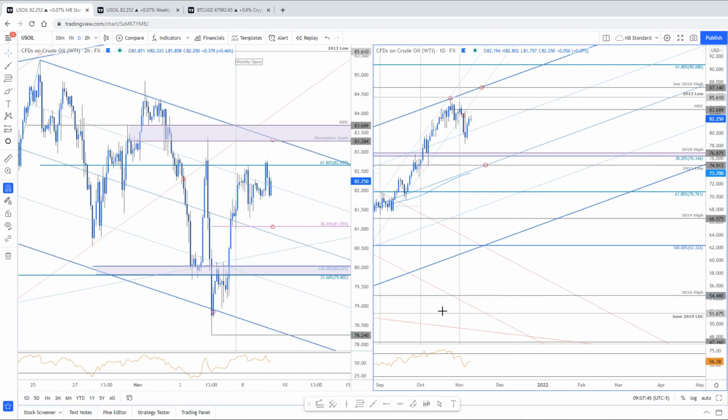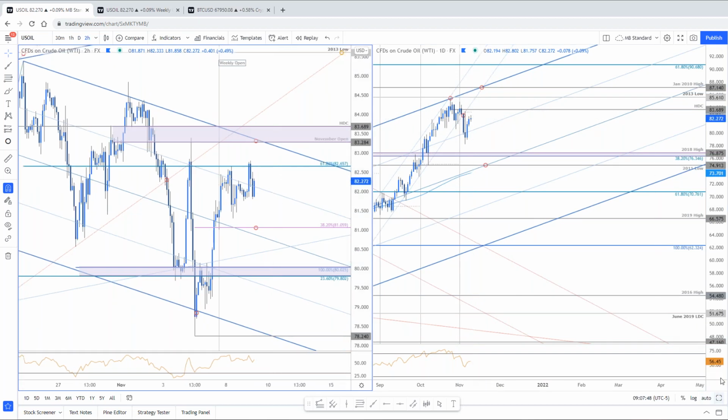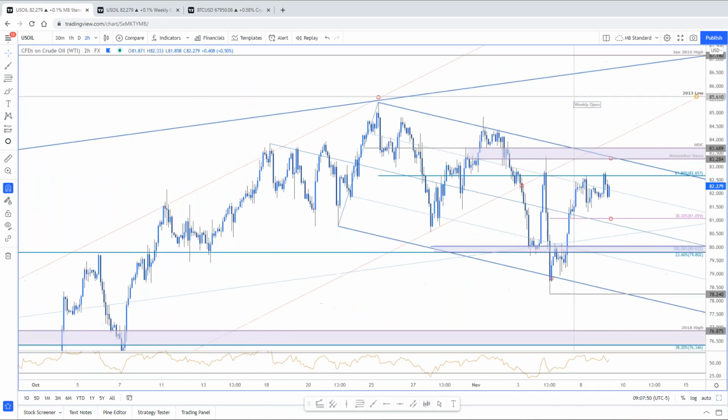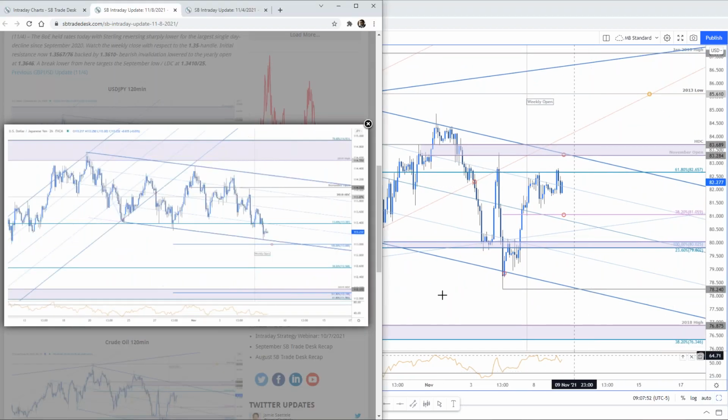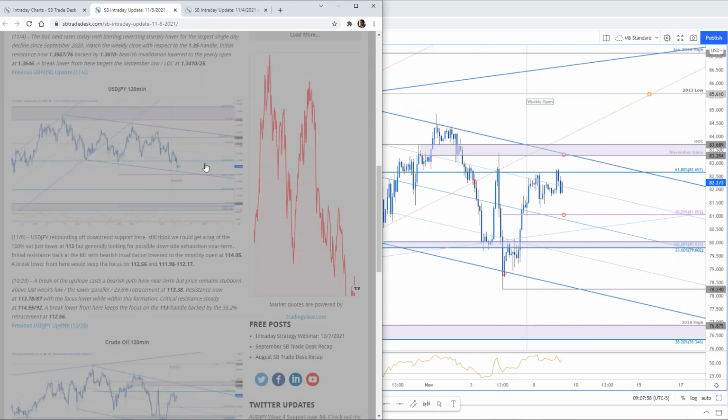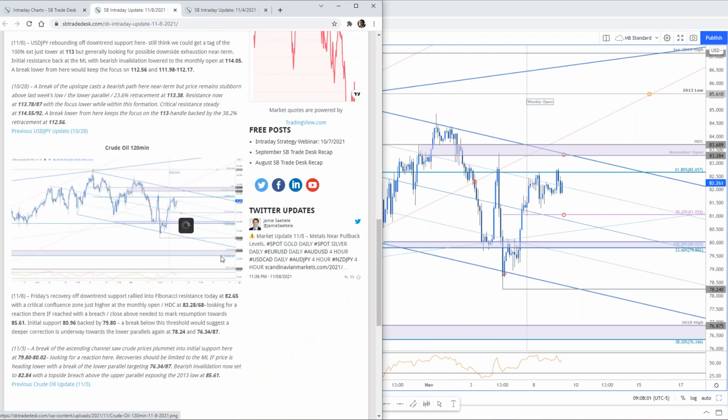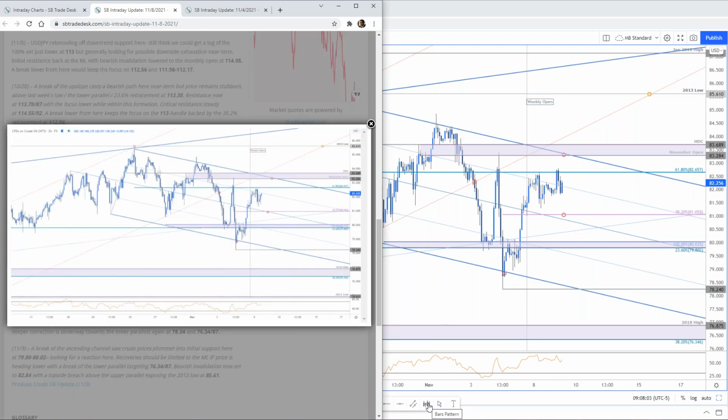Monthly open, high day close. That's your key resistance. Okay, so I didn't even show you the scalp. Here's what the scalp looks like now. And here's what it looked like last night. Or when was this? Yeah, this was last night. Crude. Questions? Key resistance, 83.28, 83.68.